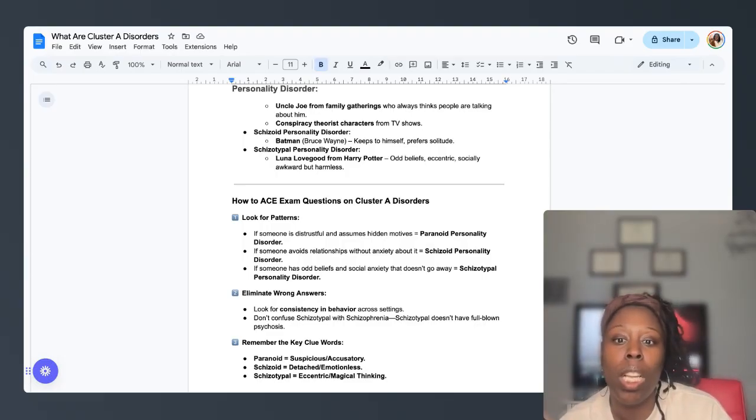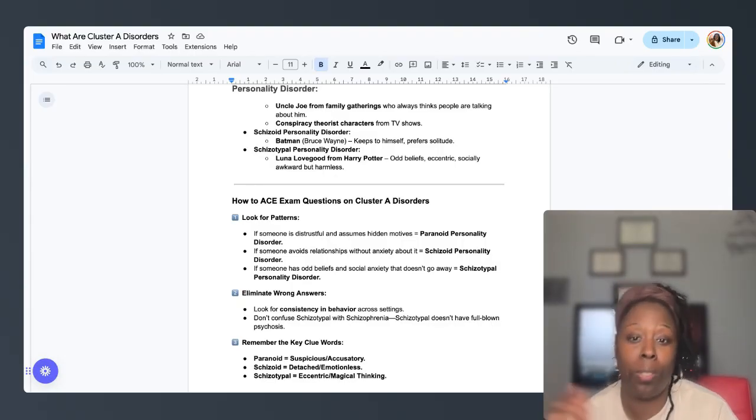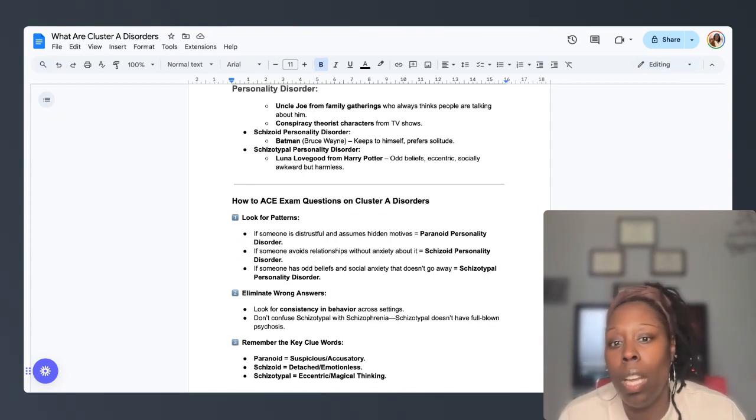We have Luna Lovegood from Harry Potter. A lot of you are Harry Potter fans, I'm sure. Me, I'm not, but I do know there's a Harry Potter. That's the only thing I can pretty much tell you. Anyways, Luna Lovegood from Harry Potter, she has some odd beliefs.